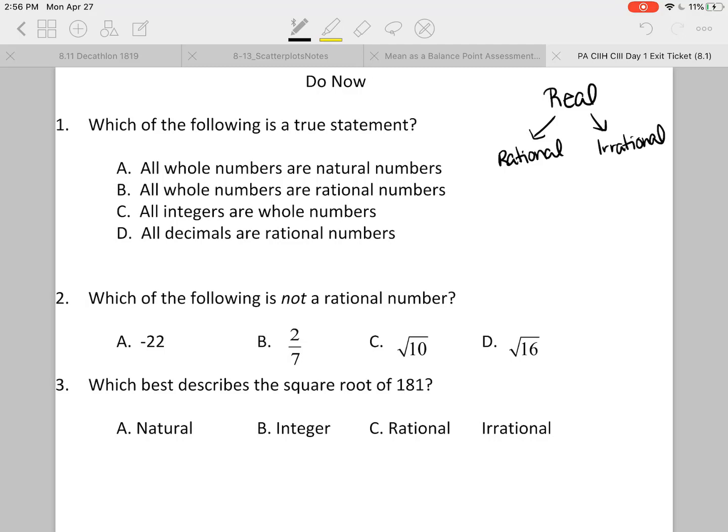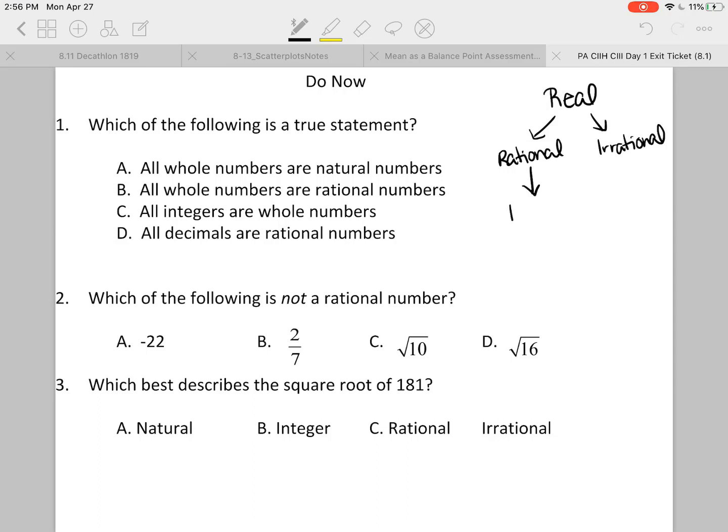Rational numbers are those that can be written as a fraction. They also include repeating decimals and decimals that terminate. Irrational numbers are numbers that cannot be written as a fraction, and they often are represented as decimals that do not terminate and do not have a repeating pattern.